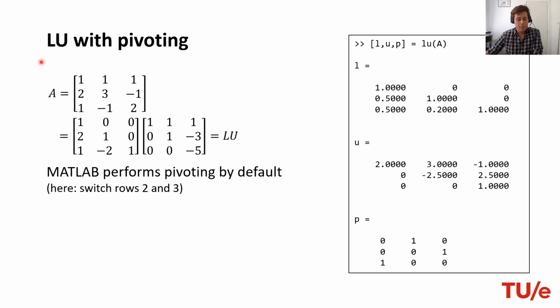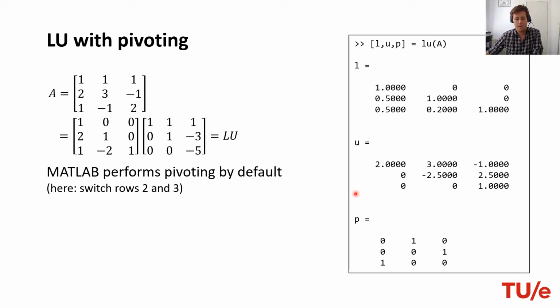Now, let's say that we have computed the L and U matrices for a given matrix A from the previous example, and we want to do the same using MATLAB. Well, we see here that we have different matrices. So the L matrix is different and the U matrix is different. And also an additional output of MATLAB's LU method is a permutation matrix.